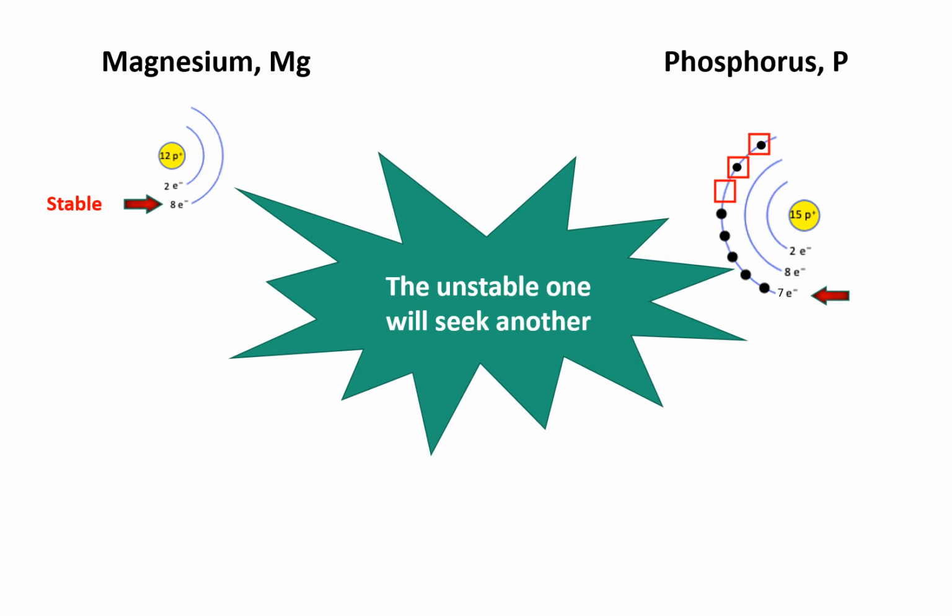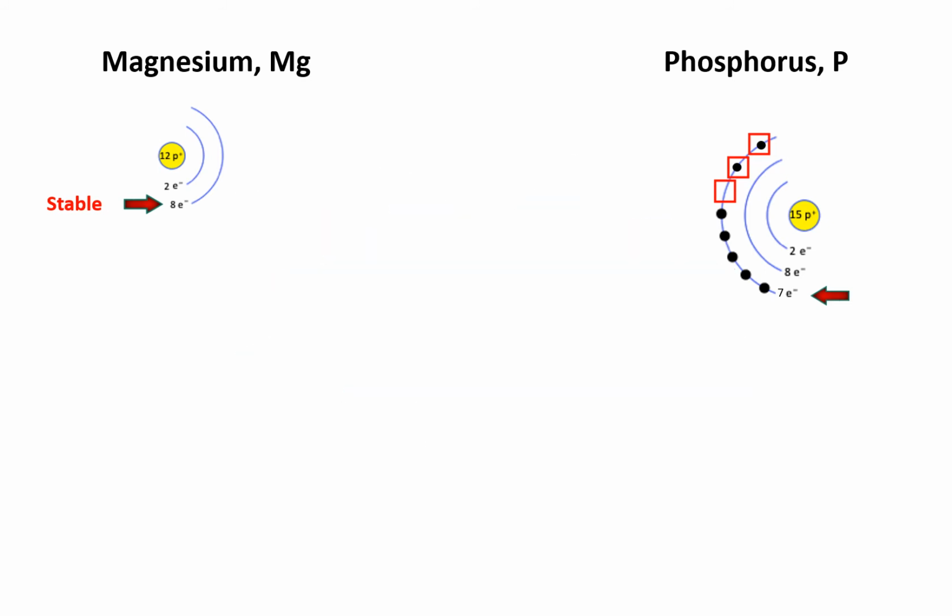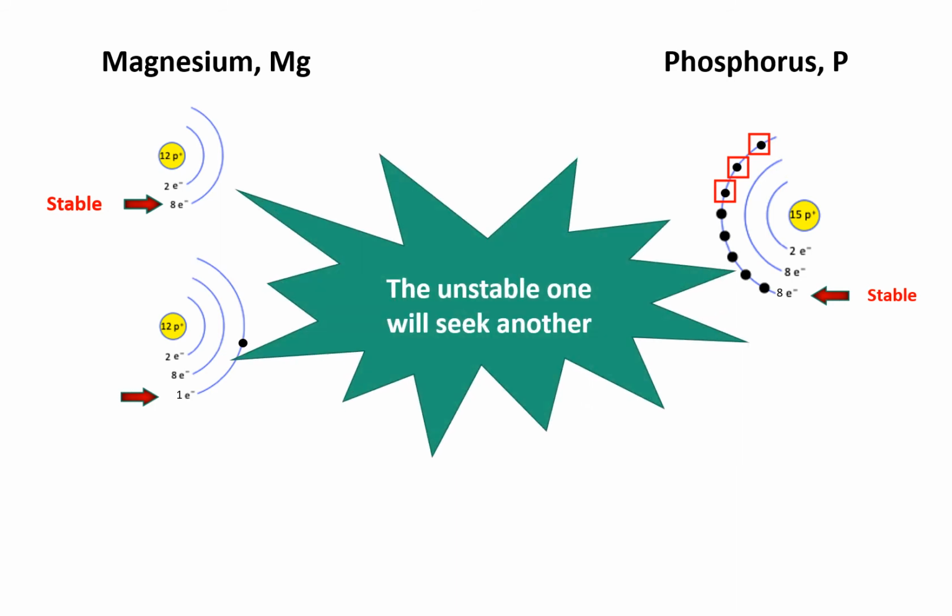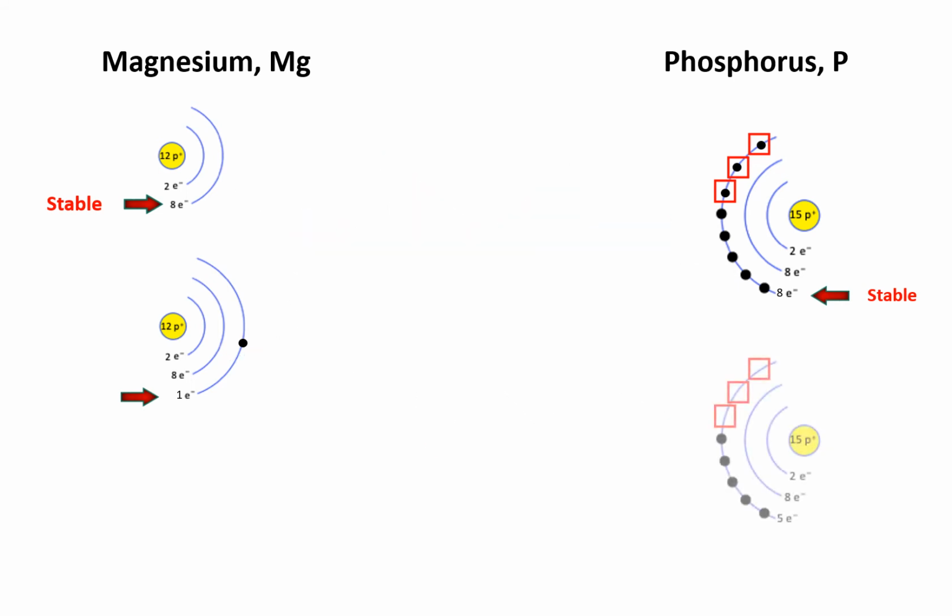The unstable one will seek another. Phosphorus seeks out another magnesium atom to fulfill its octet. It will pick up one electron from magnesium and become stable. Now, magnesium is not stable. The unstable one will seek another. Magnesium will seek out another phosphorus atom to which it can give its one remaining valence electron. Magnesium is now stable, but this second phosphorus is not.